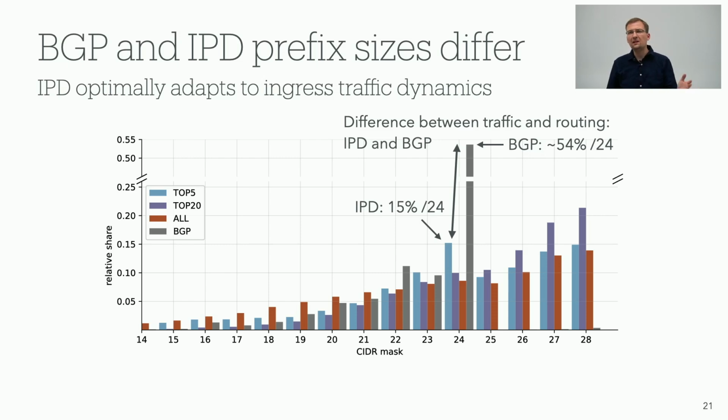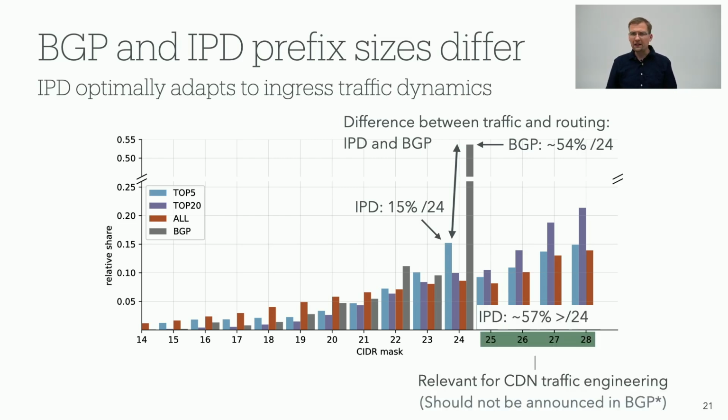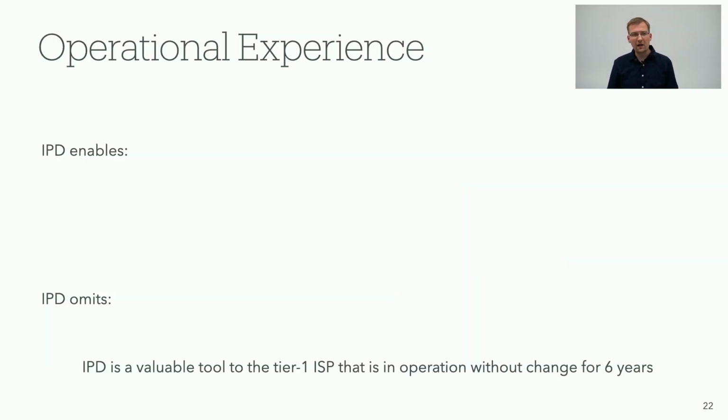In BGP, 54% of the prefixes are /24s, whereas in the ingress point detection, only 15% are /24. More notably, in the ingress point detection, 57% of the prefixes are more specific than /24. And this is relevant and interesting. Why? Simply because these prefixes are typically not announced in BGP, but they are the ones that are the most relevant for CDN traffic engineering. And here we see that the ingress point detection actually performs well and adheres to its design requirements.